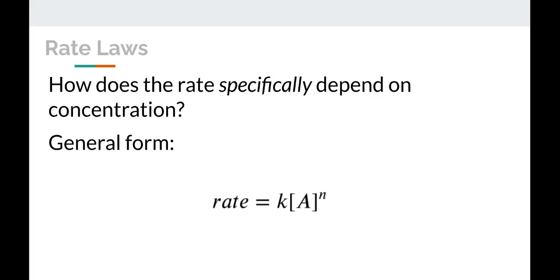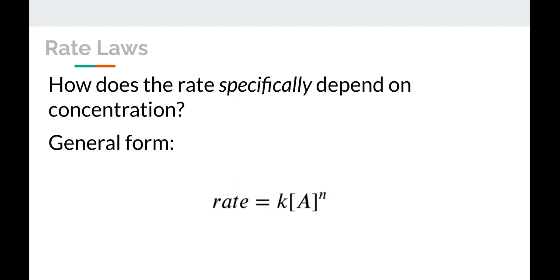Now it's time to get quantitative about this. How we describe this is through something called a rate law, or sometimes this is called a differential rate law. The general form of this is that rate is equal to some constant number, so that's a constant of proportionality, times the concentration of whatever reactant raised to some power. And that power is called the order of the reaction.